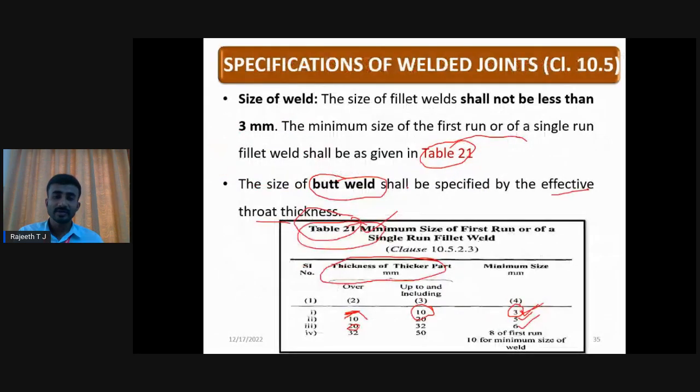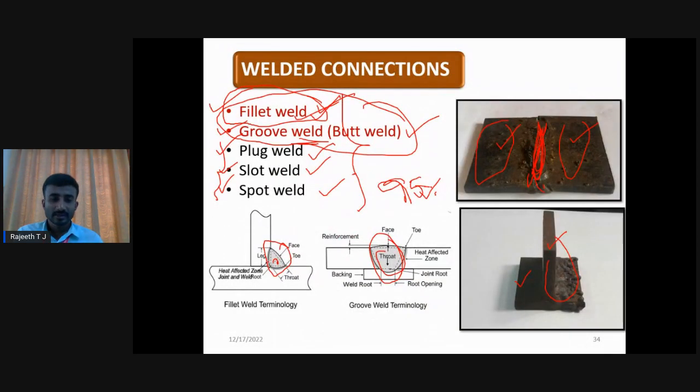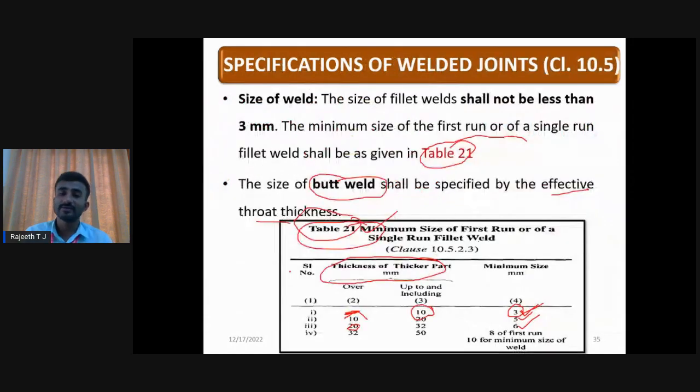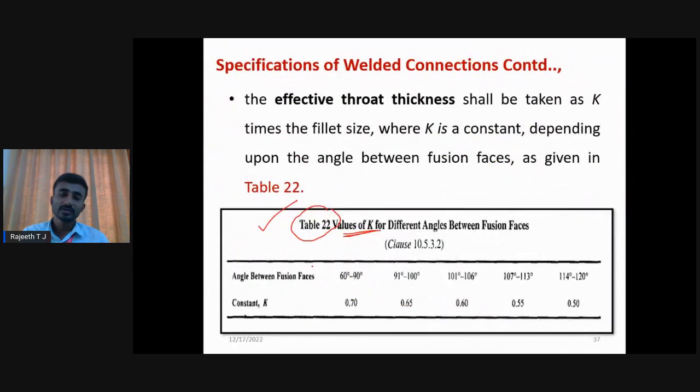If you observe this figure, here we're going to put a fillet weld like this. The full fillet weld will not be useful for taking the load. Only some portion of this weld is going to take the load. That effective portion we call the throat. So we should know the effective throat thickness according to the code. Here, Table number 22 gives the values of K for the effective throat thickness for different angles between the fusion faces.